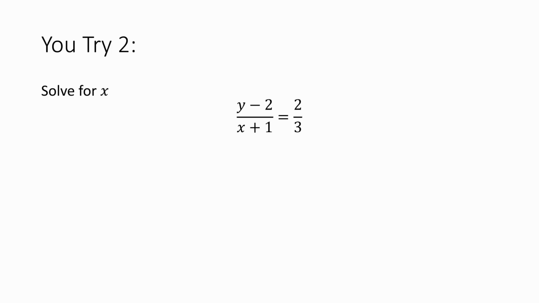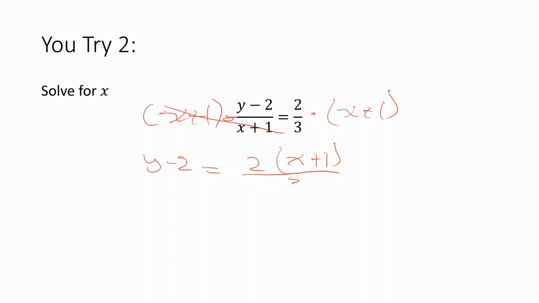Okay, now that you've tried it on your own, let's do it together. I'm going to multiply both sides by x plus 1. And when I do that, I'll get y minus 2 is equal to 2 times x plus 1 over 3. So I think it's going to be easiest if we just distribute that 2 this time. That'll give me y minus 2 is equal to 2x plus 2 over 3.